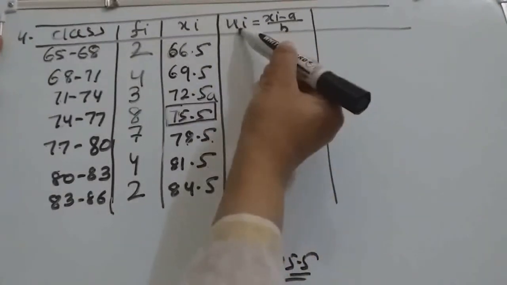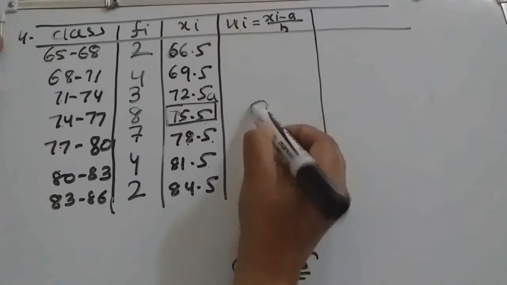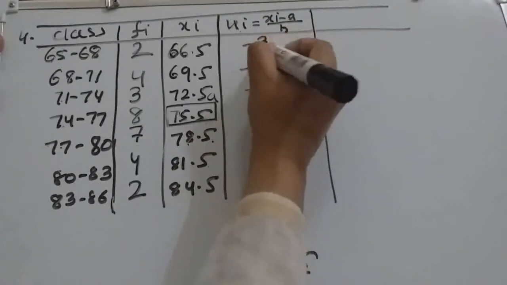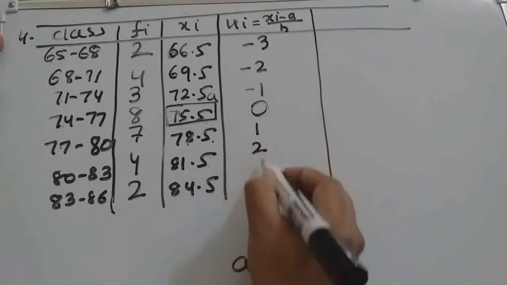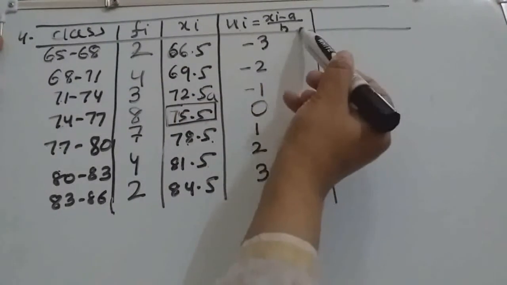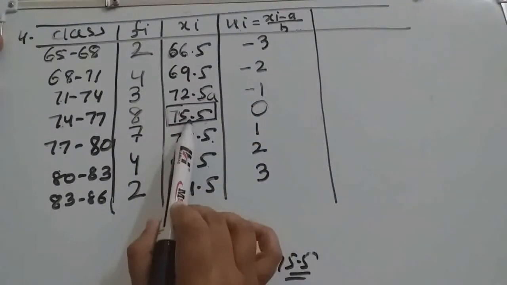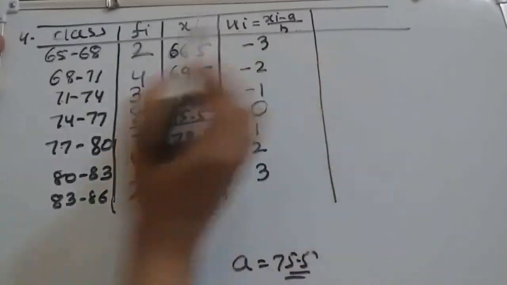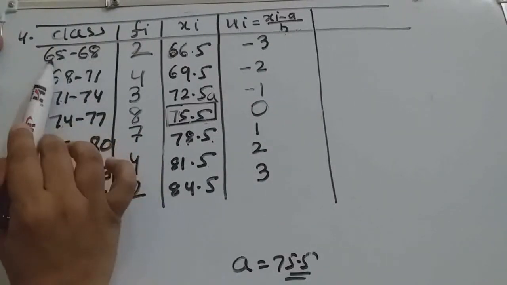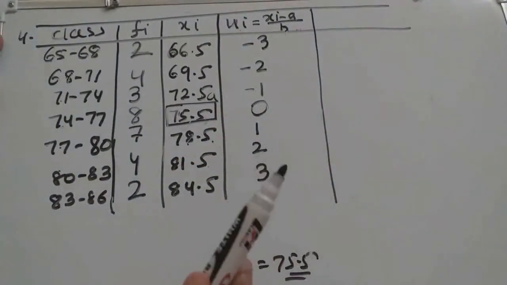Now how will you find ui? By using this formula you can find it, or in front of this you write 0, then above it minus 1, minus 2, minus 3, below it 1, 2 and 3. Like this you can write. You can verify by using this formula, you will get these values. 66.5 minus 75.5 divided by h. H means class size, that is 3. Upper limit minus lower limit will give h. H is class size. So you will get these values.